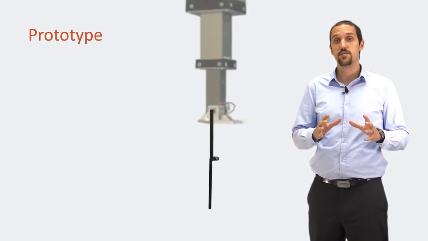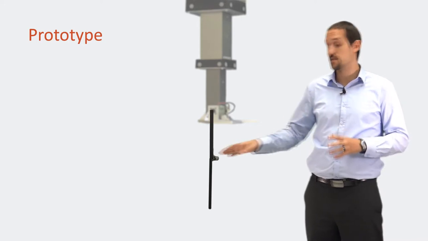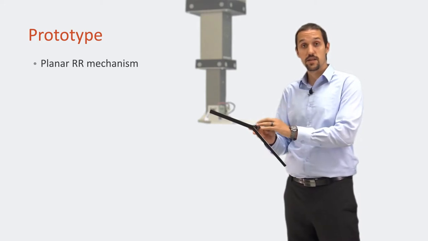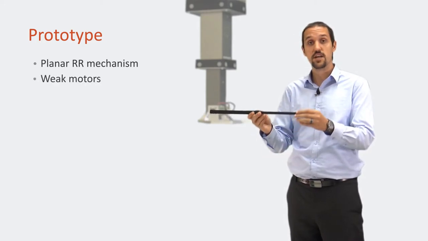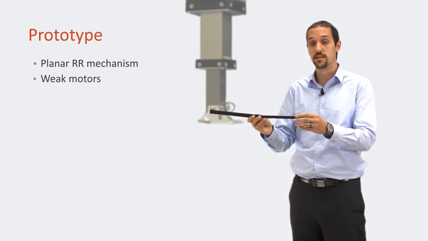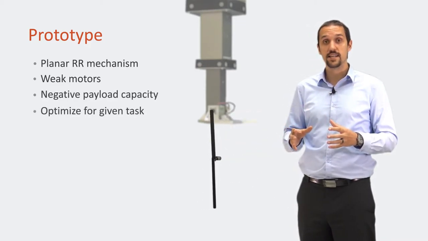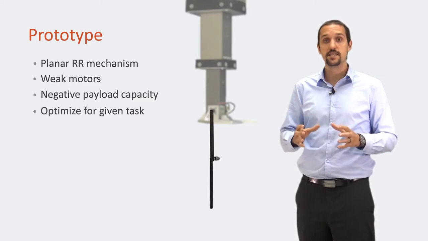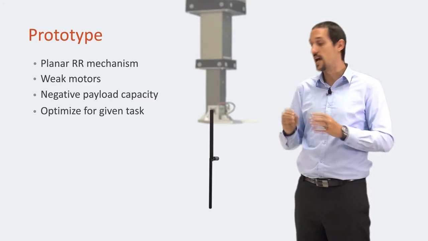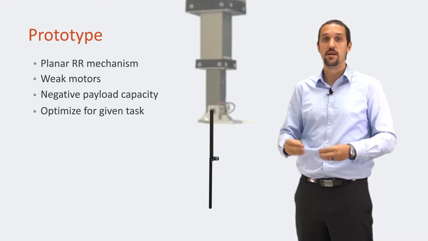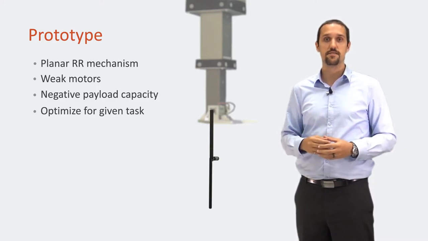Now, in order to test the method, we've applied it to this RR planar mechanism. We've chosen some deliberately weak motors. In fact, the robot is not even able to hold itself horizontally with no load. So, given a specific task, the method optimizes a smooth trajectory that allows the robot to perform a task that it normally would not be able to do. Now let's see an example of that.